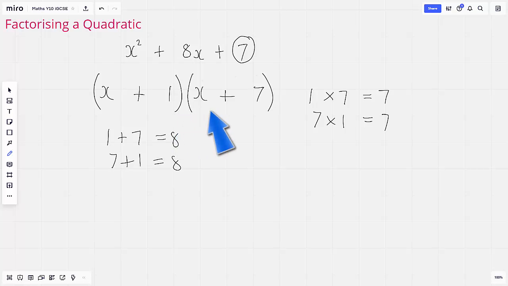So the 1 times 7 will give me the 7. 1x plus 7x over here will give me the 8. So this looks like my solution. x plus 1 is one factor, and x plus 7 is the other.